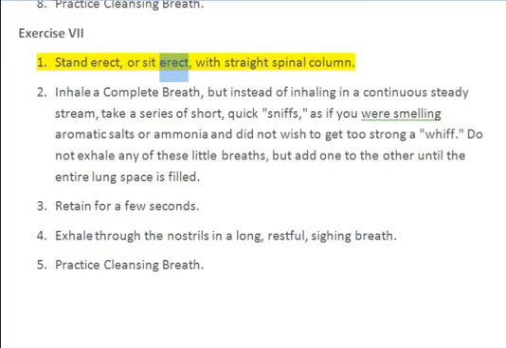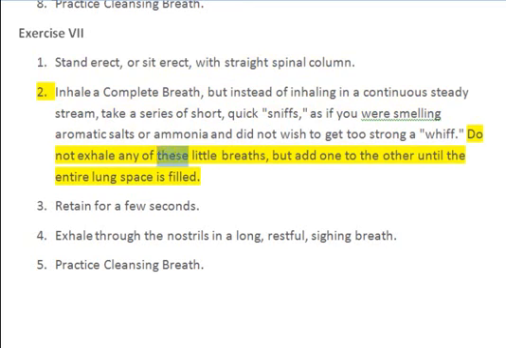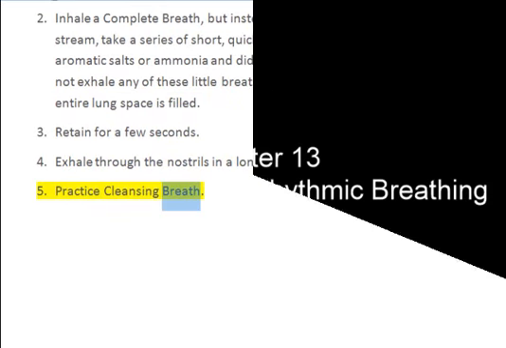Stand erect, or sit erect, with straight spinal column. Inhale a complete breath, but instead of inhaling in a continuous steady stream, take a series of short, quick sniffs, as if you were smelling aromatic salts or ammonia and did not wish to get too strong a whiff. Do not exhale any of these little breaths, but add one to the other until the entire lung space is filled. Retain for a few seconds. Exhale through the nostrils in a long, restful, sighing breath. Practice cleansing breath.